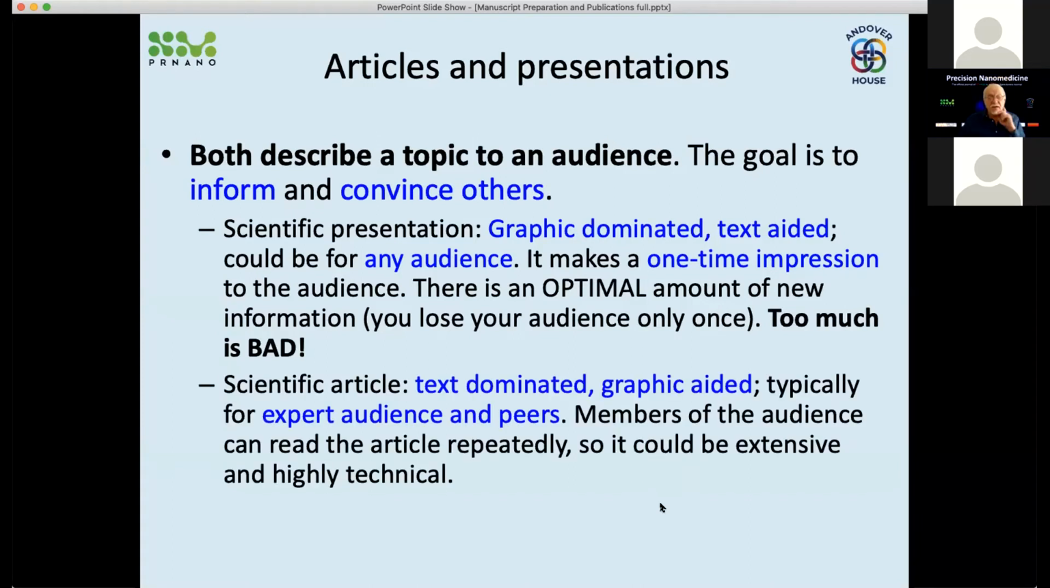A scientific article also has the goal of informing and convincing others, but it's text-dominated, and graphics aid it. Typically it is for expert audiences and peers; people who are not experts are not interested and are not going to read your manuscript or your paper. Members of the audience can read the article repeatedly, so it can be extensive and highly technical, as opposed to a scientific presentation, which I would seriously advise against making too technical. Again, you lose your audience only once.